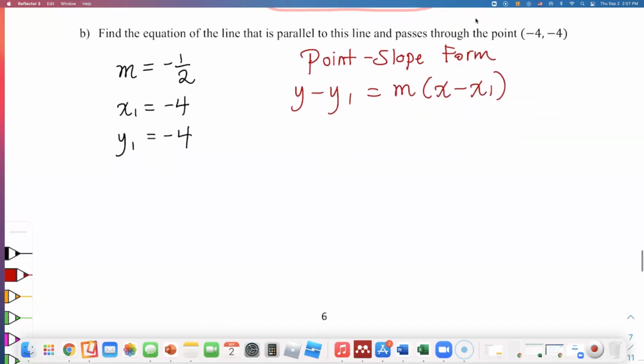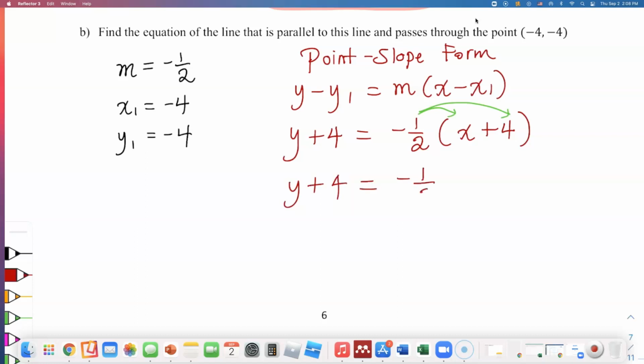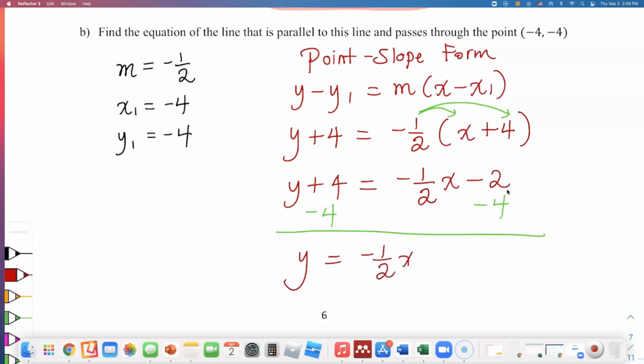If we plug in everything, we'll get y plus 4 equals -1/2 of x plus 4. Distributing this -1/2, I'll get y plus 4 equals -1/2 x, and -1/2 of 4 is, half of 4 is 2, and the sign has to be negative, so that's what we got. Lastly, subtract 4 from both sides. Here's my equation. Y equals -1/2 of x minus 6.